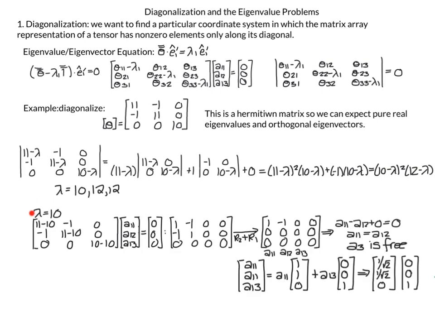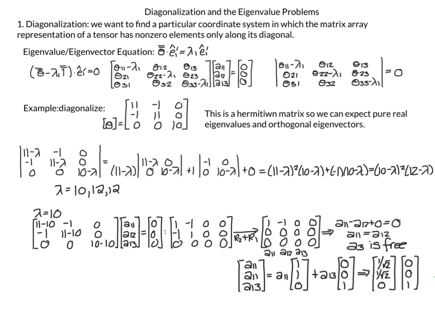We will start with lambda equals 10. So plugging into our matrix equation, we have 11 minus 10, minus 1, 0. And then we have minus 1, 11 minus 10, 0. Then 0, 0, 10 minus 10, times A equals the 0 vector. Our augmented matrix then is 1, minus 1, 0, 0; minus 1, 1, 0, 0; 0, 0, 0, 0.